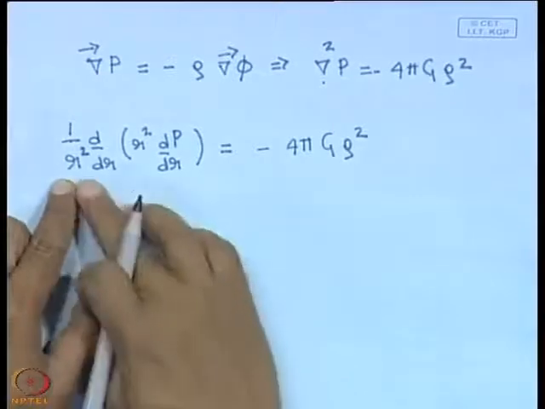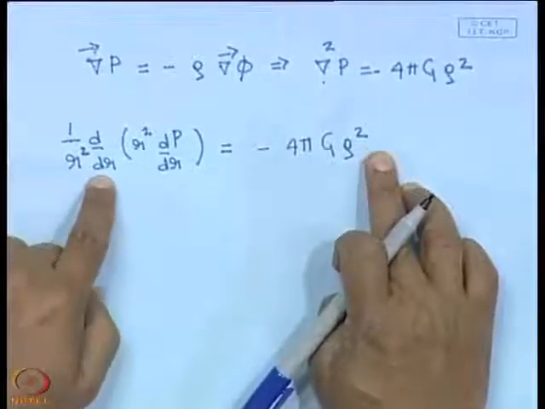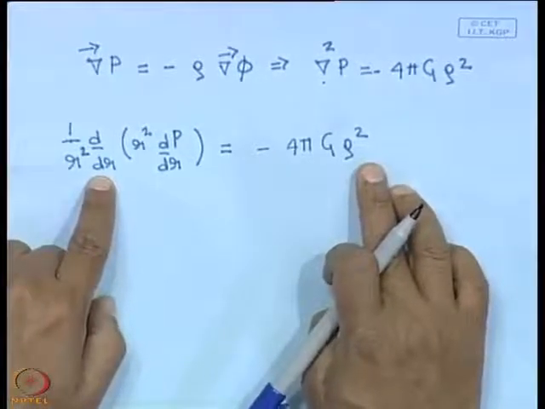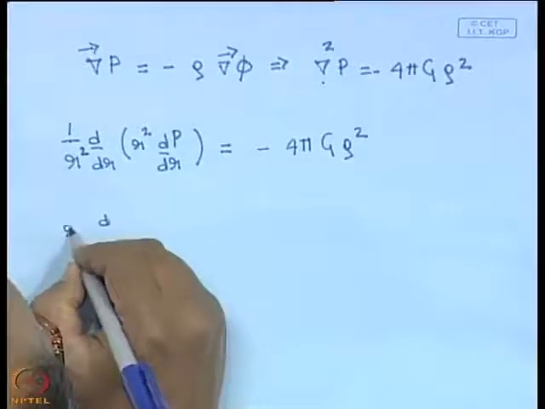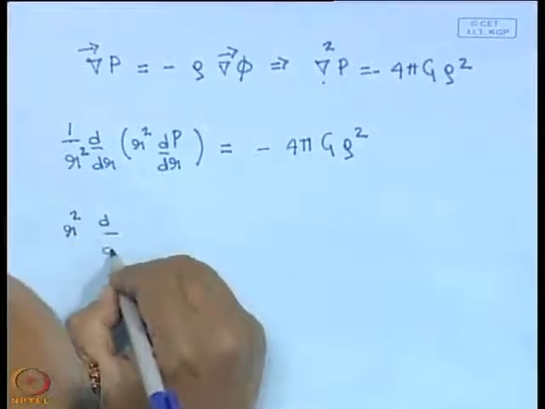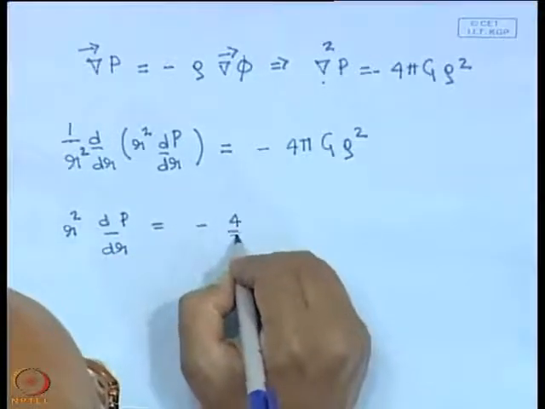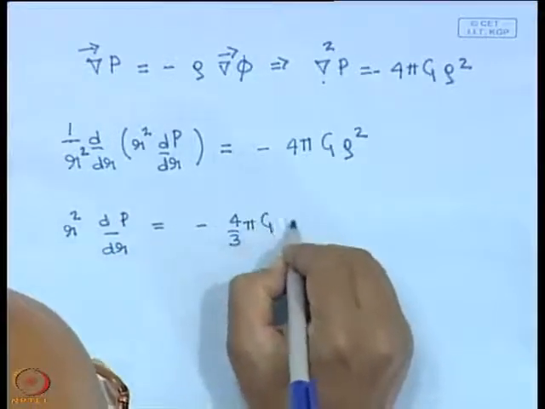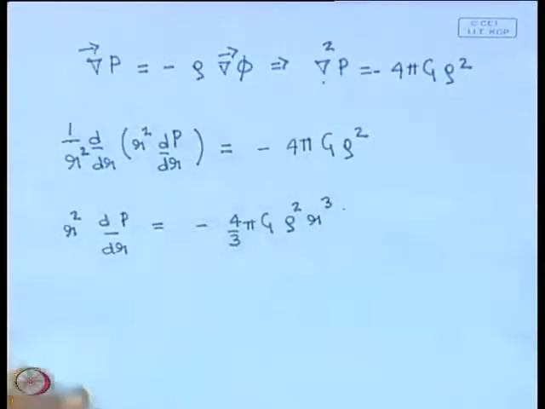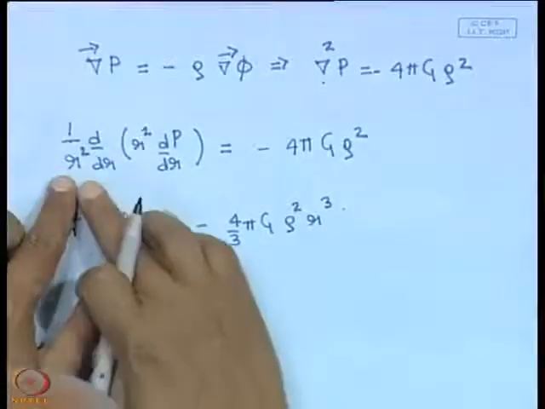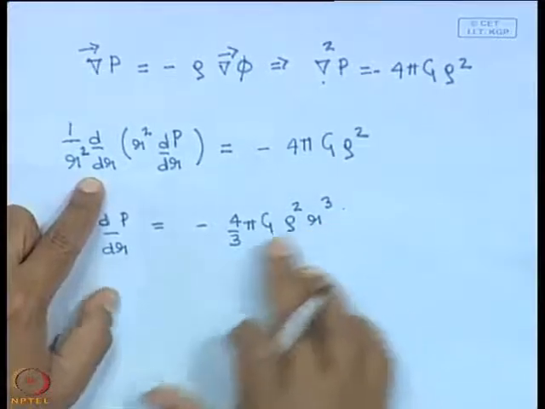So what we can do now is multiply this with r square and integrate it once. If I integrate it once, I will get r cube by 3. So what this gives us finally is r square dP by dr is equal to minus 4/3 pi g rho square r cube. So what I have done is I have taken the r squared there and integrated over r. That gives me r cube by 3.